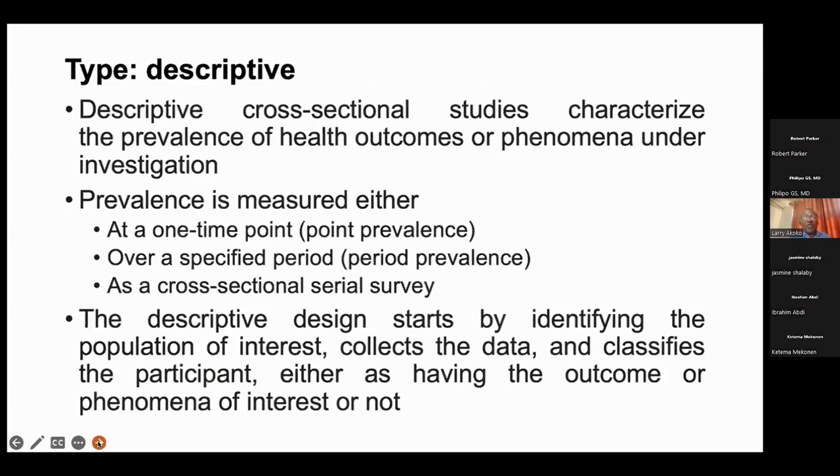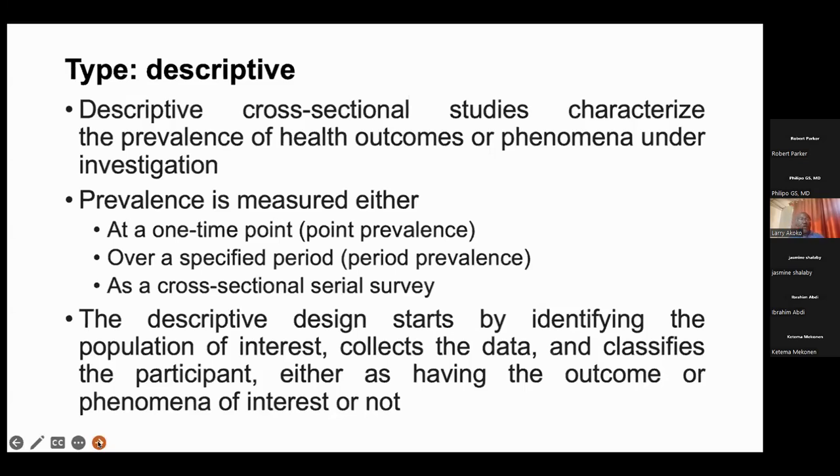So in descriptive cross-sectional studies, we characterize the prevalence of health outcomes or phenomena under investigation. And under this, we can have three types of measurements of prevalence. You can do a point prevalence, like today in your surgical ward, how many patients are hypertensive? So you call that a point prevalence. Or if you look at that prevalence over a period of time, so maybe you can pick 4 points within a year that you want to measure that prevalence. So you call that a period prevalence.